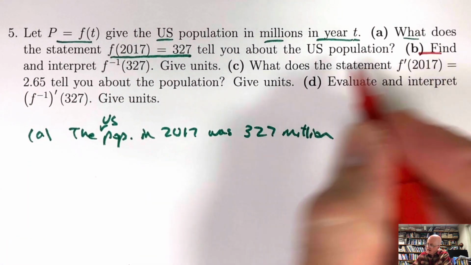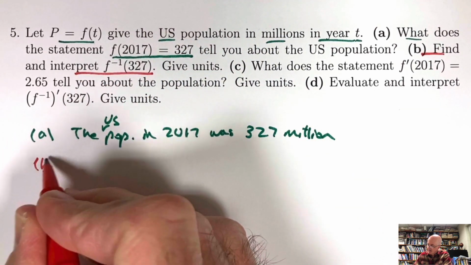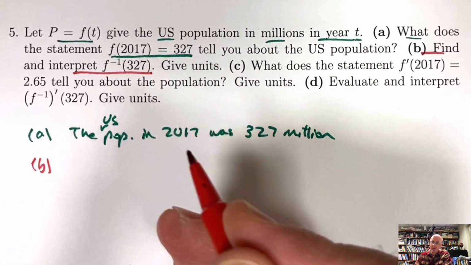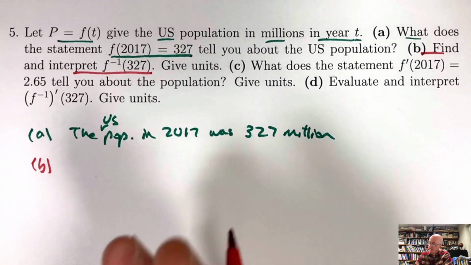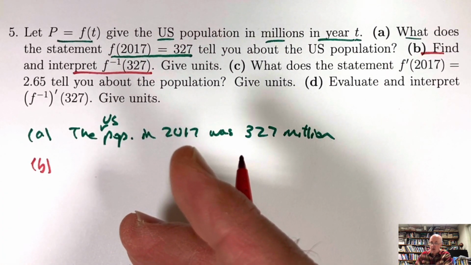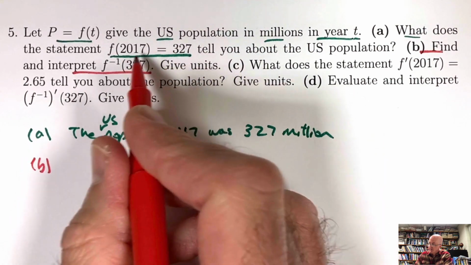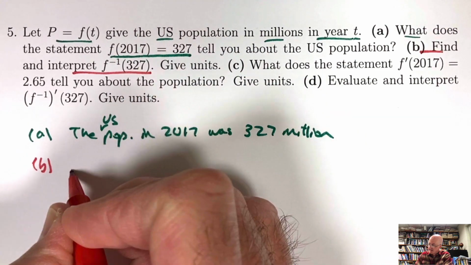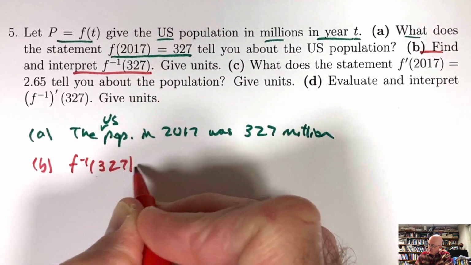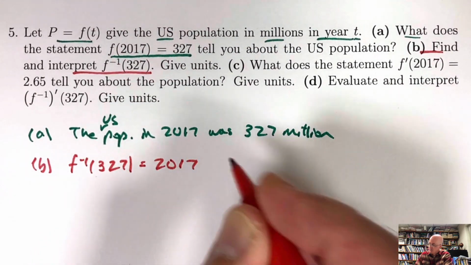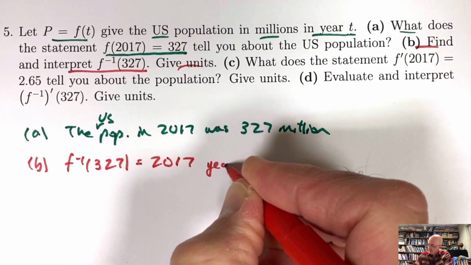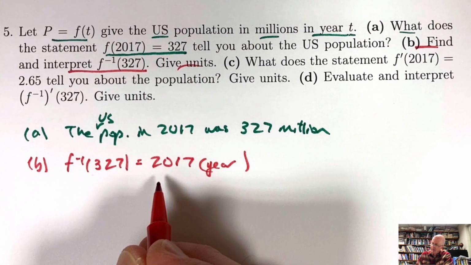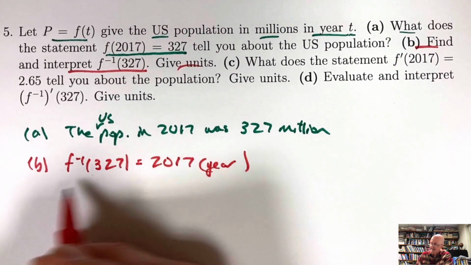Part B, find and interpret f inverse of 327. Okay, just like in the last problem, we're assuming f is invertible, which makes sense. The population does go up over time. It's an increasing function with a positive derivative, and it's going to be 1-to-1. We're just switching around the roles of what's the input and what's the output. Since f of 2017 is 327, that means f inverse of 327 is 2017. And the units would be the year. This is telling you what the year was when the population was 327, so to speak.